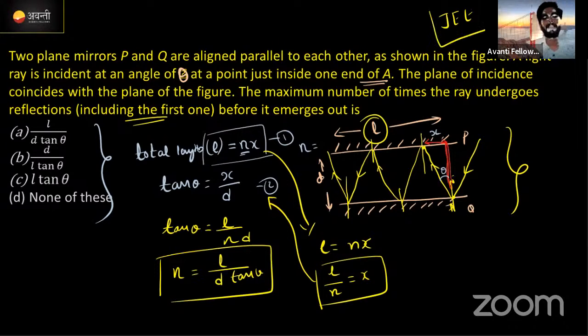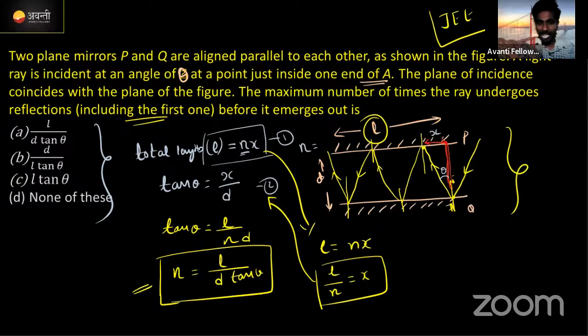This is a JEE question, guys. Be careful about questions like these. In the previous year, the same question, same concept, but they gave values here. L value they gave 2√3. Distance between the two plane mirrors is 1 meter. Find the number of reflections, including the first also. This value is for including the first one.